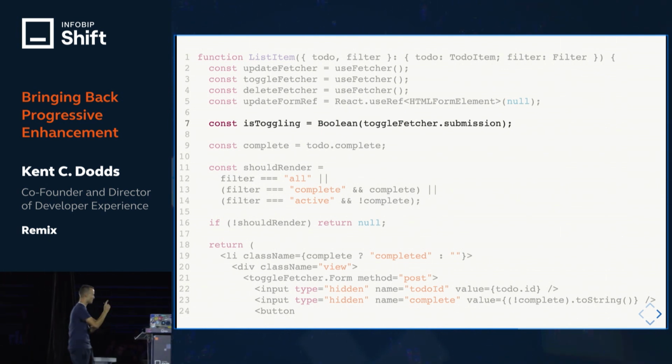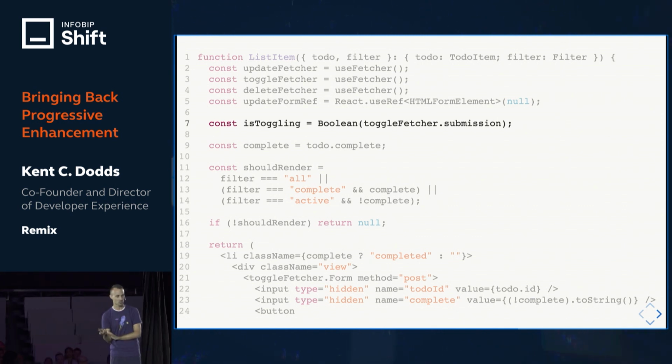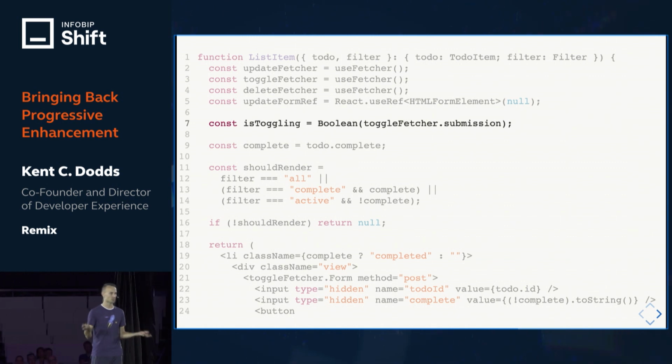I know a lot of you would do a double bang, which is fine with me, but I'm going to do the Boolean. Nobody does this. I've never seen anybody do it. You do it. Thank you. I just think this is so much more clear than a double bang. But so if there is a submission, then we know that we're in a toggling state, and I can show the pending state. And that's it. I'm done. Now I just render this wherever I need to show the pending state.